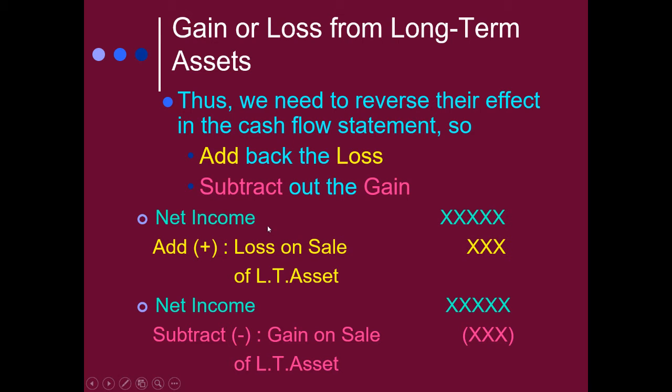For net income, if you add a loss, it will increase the net income, and if it's a net loss, it will also increase the net loss. The minus amount will decrease. If it's a gain, when you subtract it, it will reduce the net income, and for the net loss, it will increase the amount of loss.